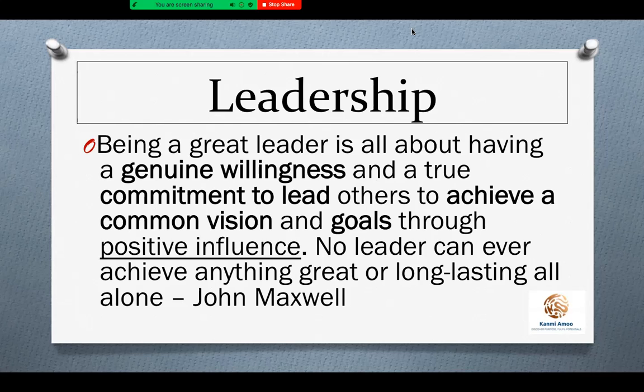Number two, you must have a commitment to lead. It will take your time, it will take your money, it will take your resources. You add what John Maxwell says: you must not only have a commitment for intentional growth, which is development, you must make the commitment public so that others will hold you responsible. It is amazing. No leader can become a great leader without genuine willingness and commitment.